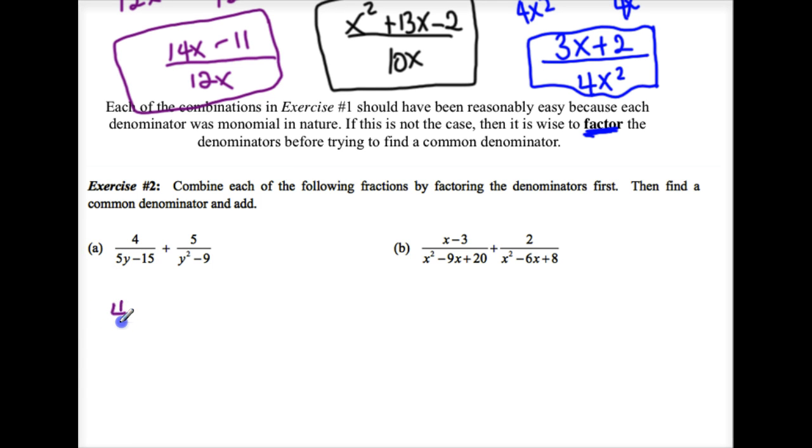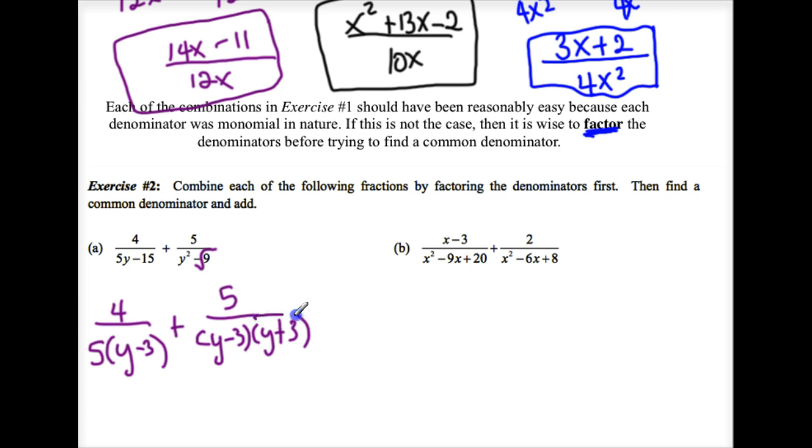So the first one, I can see that the bottom has a 5 in common, so I'm going to take a 5 out. Y minus 3 plus 5 over, remember this is a square root, so I can write this as y minus 3 and y plus 3. Now that I have it factored, I want to know how can I make these equal? So this here, I see they both have a y minus 3. What is left out? The plus 3, and then there's a 5.